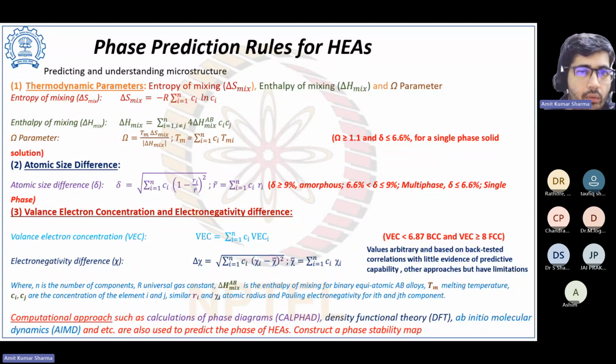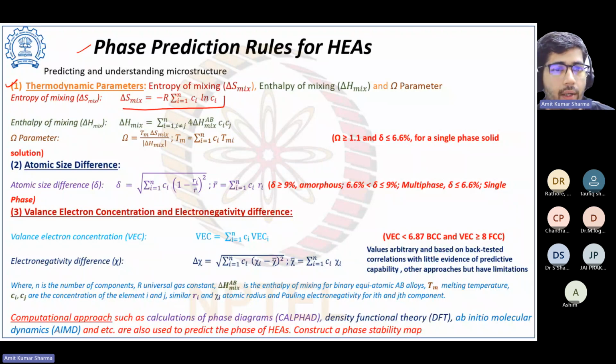So this was covered through this slide. So for the phase prediction rules for the high entropy alloys, these are used for predicting and understanding the microstructure. So for thermodynamic parameters, the entropy of mixing delta S mix is minus R summation of i to n Ci ln Ci. So this is the formula for enthalpy of mixing. This is the formula. Okay.